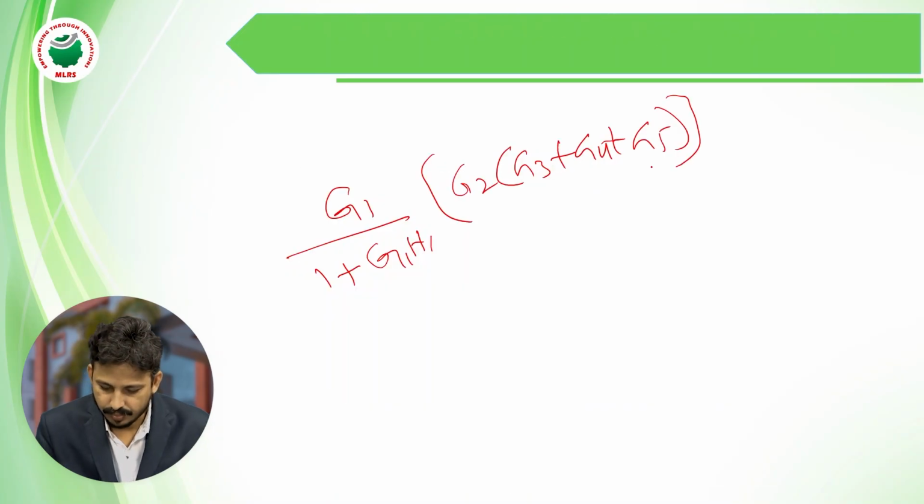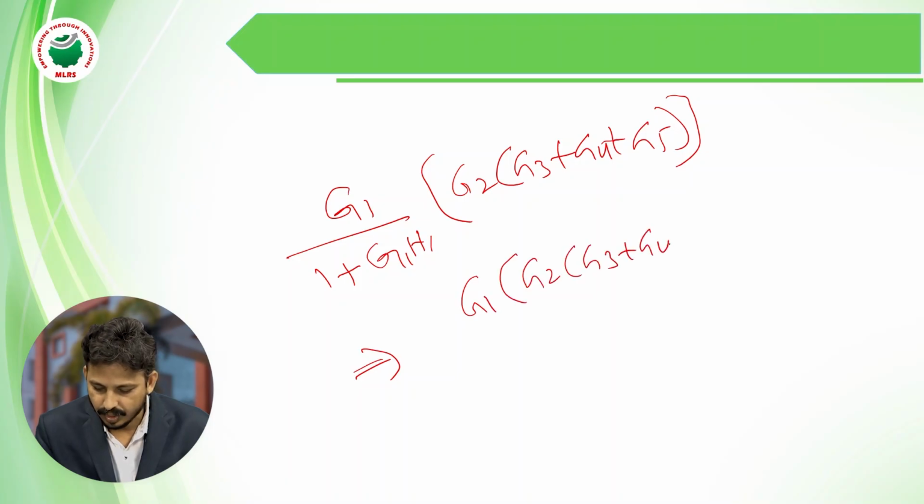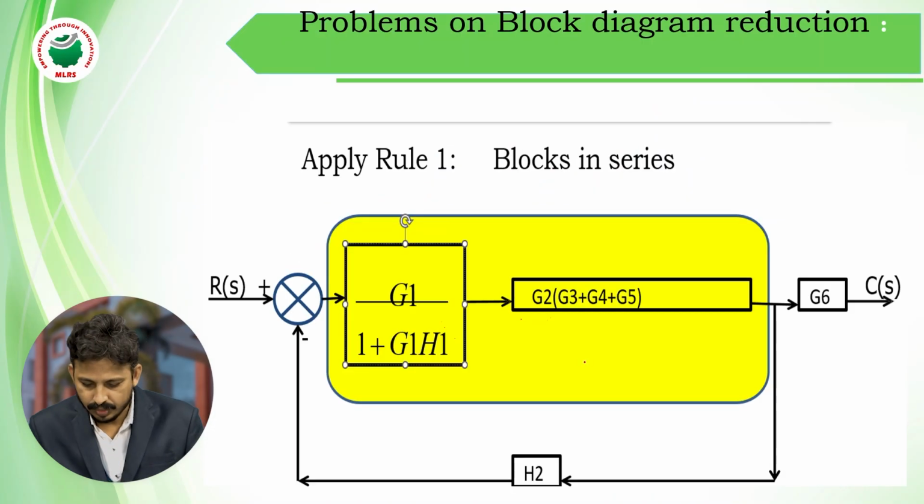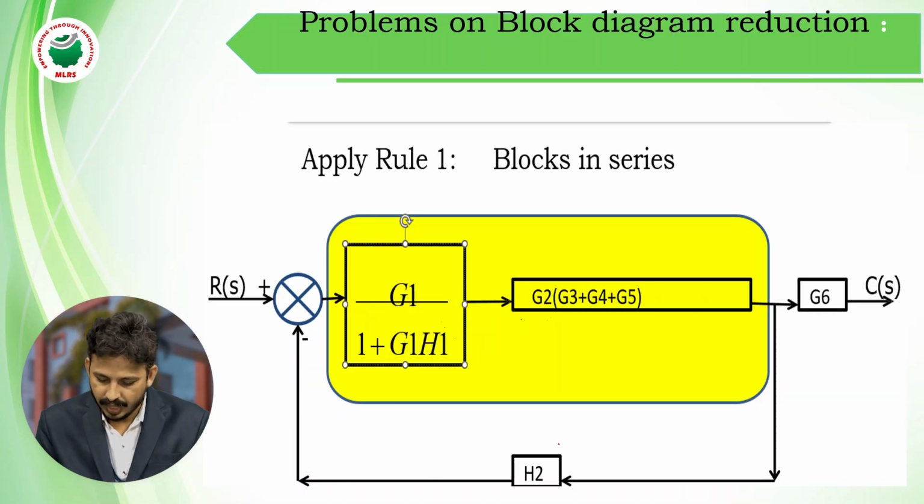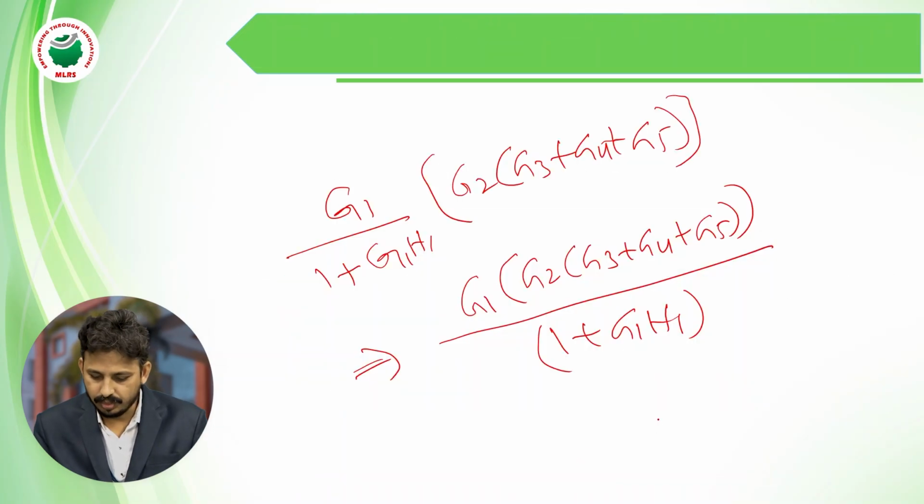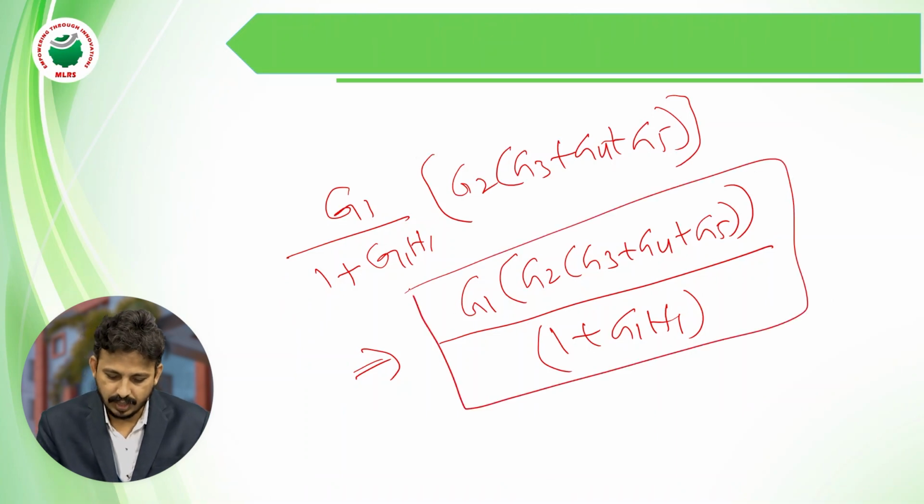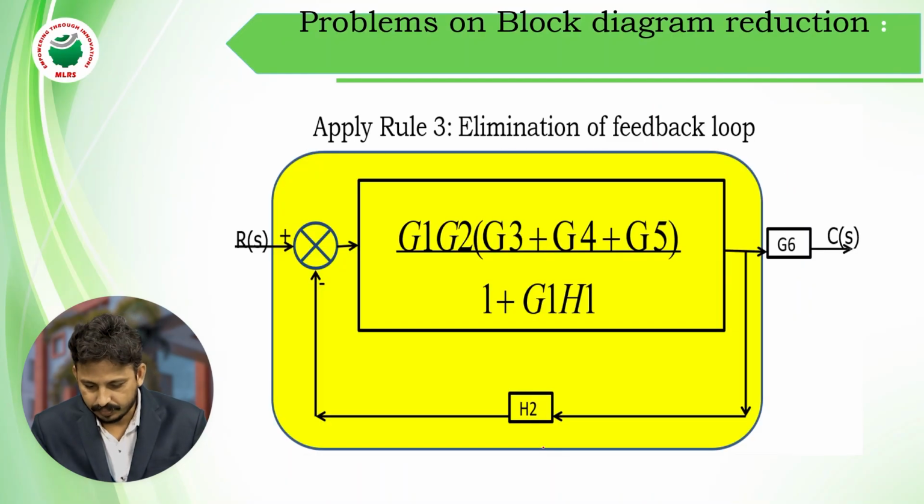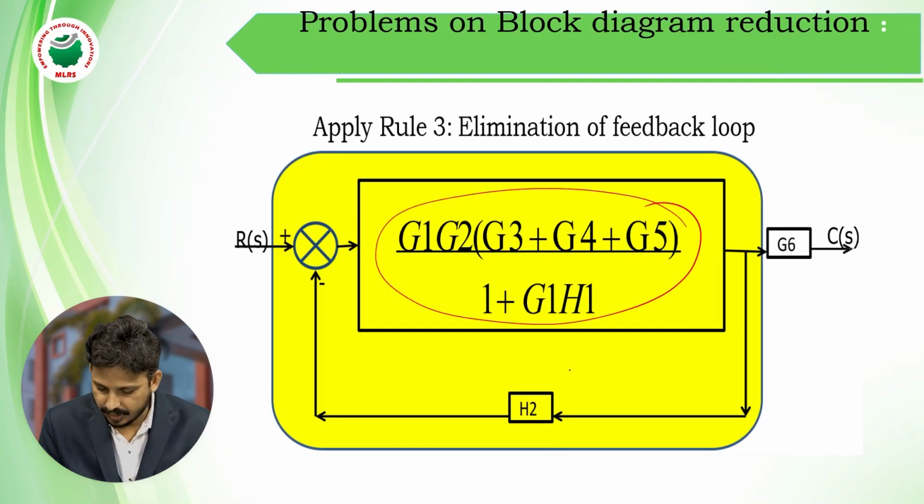Okay. So the overall transfer function is G1 into G2 into (G3 plus G4 plus G5) by 1 plus G1 H1. So this is the total transfer function. Again, we can observe that one feedback loop is forming. H2 is the feedback for this. So this overall transfer function we again have to reduce. So see, this is my overall transfer function and this is the feedback.